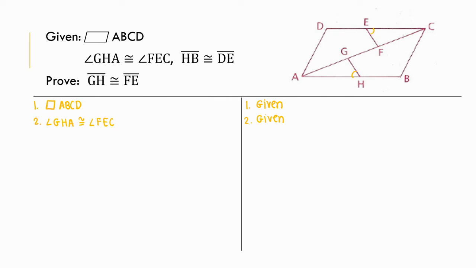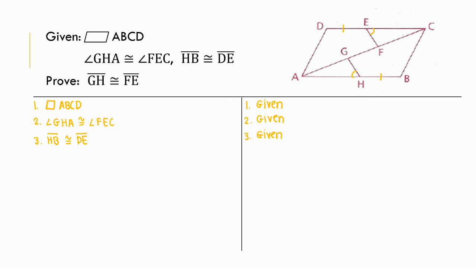FEC is this little angle. Okay, so those two are congruent. I'm also going to say that the segment of HB is congruent to the segment of DE, because that's given. HB is this side, DE is this side. Okay, so we've got everything.